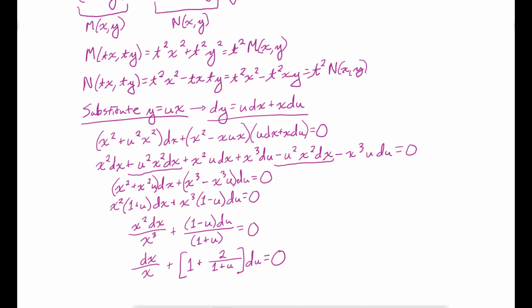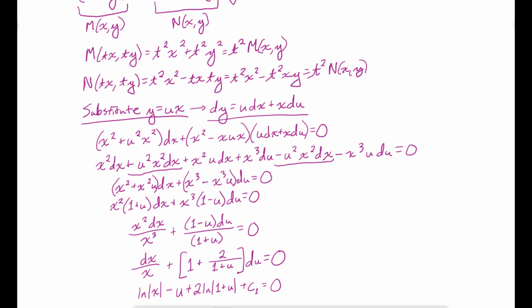So, if we do that integration, we end up getting to an answer of the natural log of x minus u plus 2 times the natural log of 1 plus u plus some constant. It's going to equal 0 still. So remember we substituted y equals ux to begin with. Now that we have solved the differential equation, we've gone through the integration part, it's time for us to substitute back in for our u value.